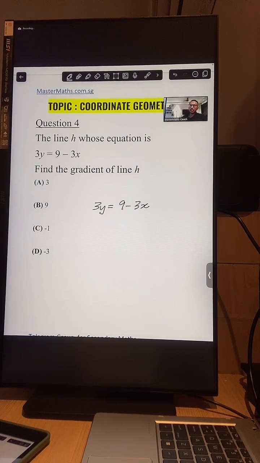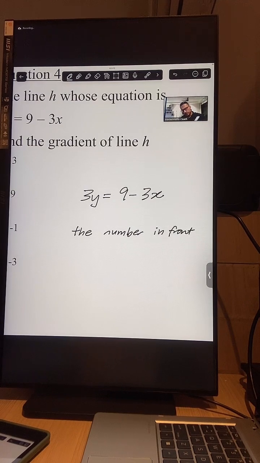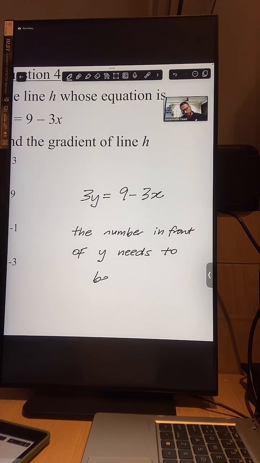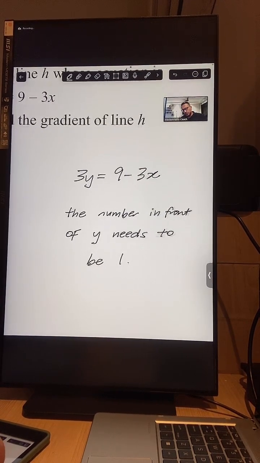Very important, the coefficient of your y. What is a coefficient? The coefficient is the number in front of your y. The number in front of the y here must be 1. You all take note. So you have 3y equals 9 minus 3x.